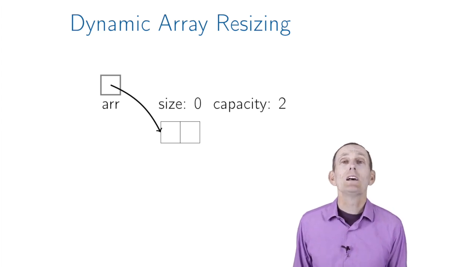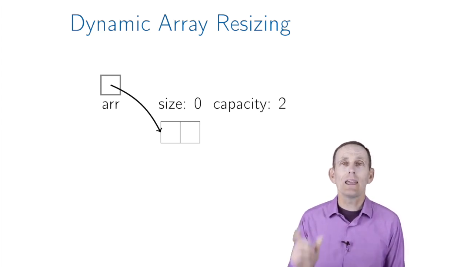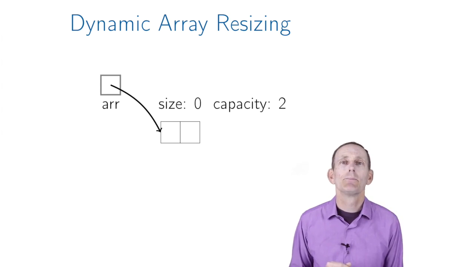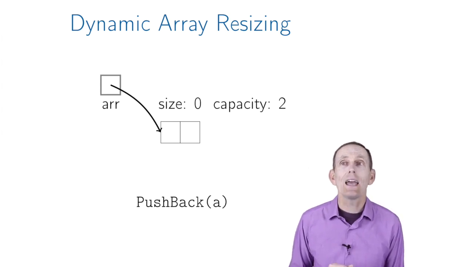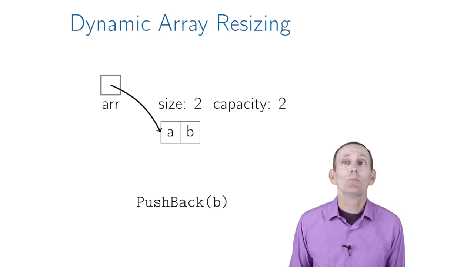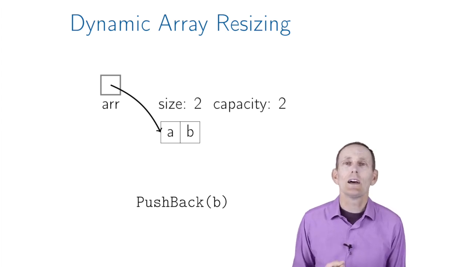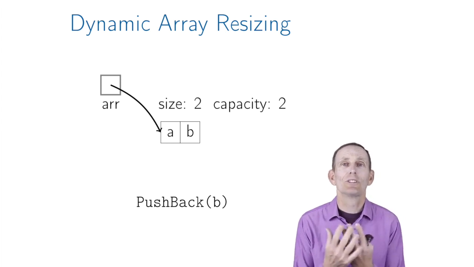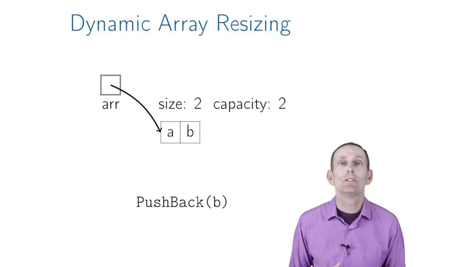Let's look at an example. So let's say our dynamically allocated array has a capacity of 2, but we're not using any elements in it yet, so it's of size 0. And arr then points to that dynamically allocated array. If we do a pushback of A, that's going to go ahead and put A into the array and update the size. If we now push B, it's going to put B into the array and update the size. Notice now the size is equal to the capacity, which means this dynamically allocated array is full.